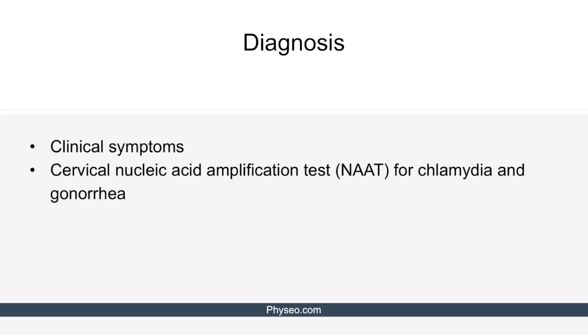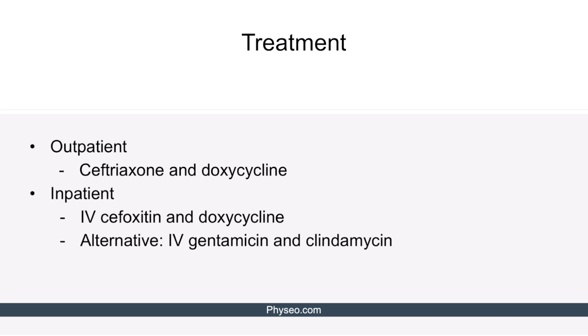The diagnosis of PID is based on the combination of clinical symptoms described on the previous slides and a cervical nucleic acid amplification test, or NAT, which is specifically done for chlamydia and gonorrhea. Okay, moving on to treatment. Treatment can be broken down into outpatient and inpatient.